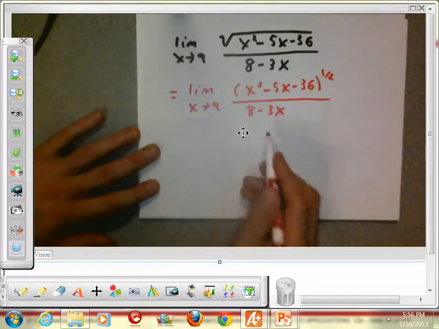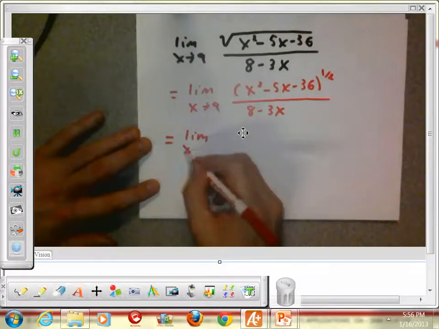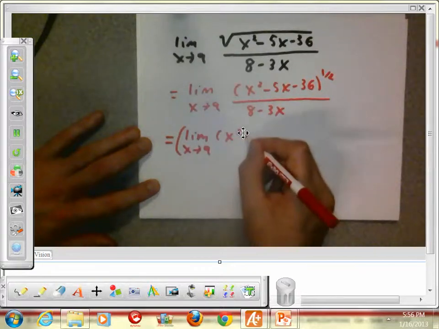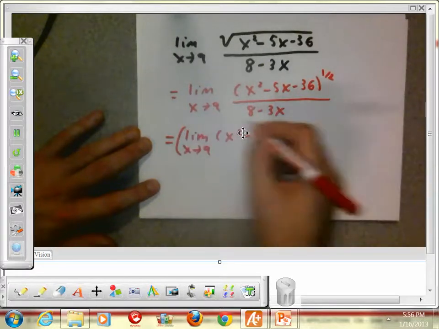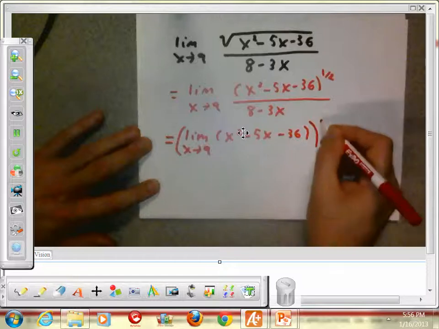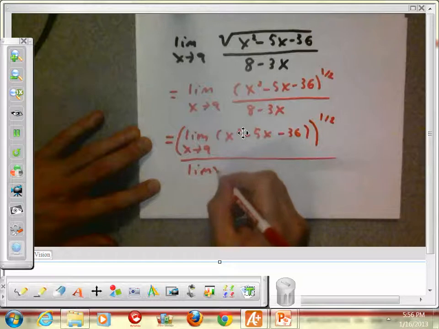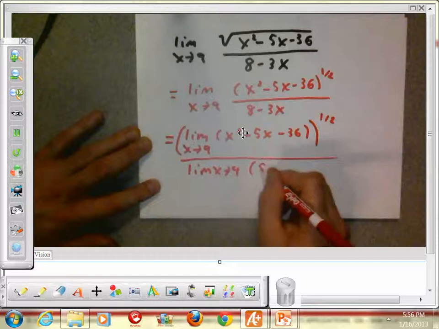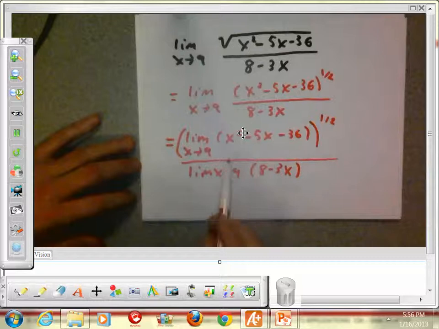So this is going to be equal to the limit as x goes to 9 of x squared minus 5x minus 36, all raised to the 1/2, divided by the limit as x goes to 9 of 8 minus 3x. Okay? And one of my rules is I can break limits over addition and subtraction.